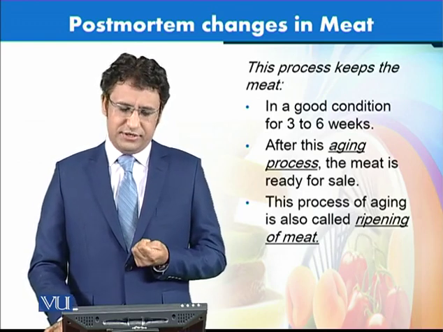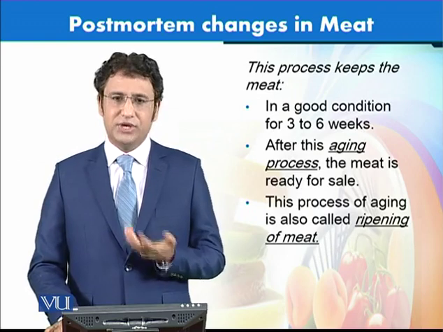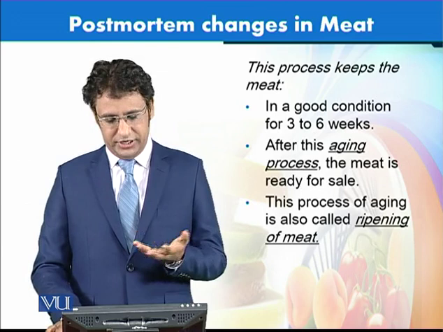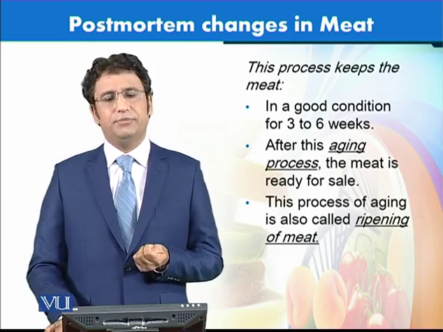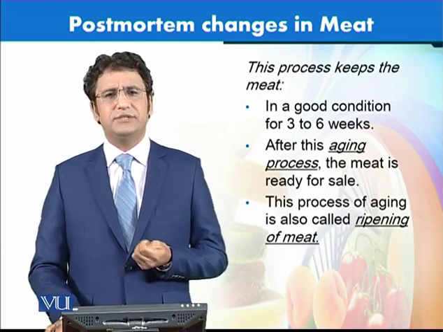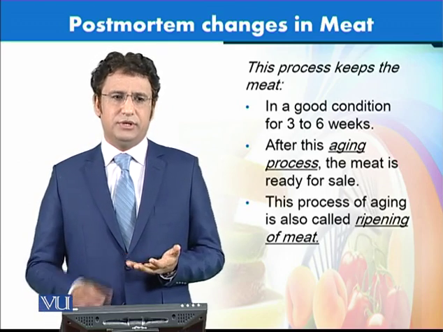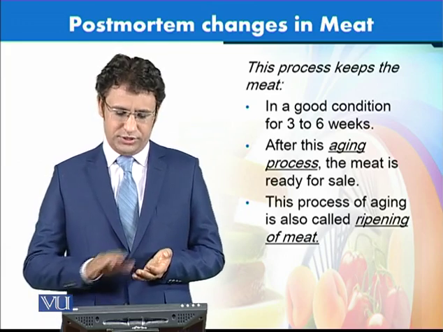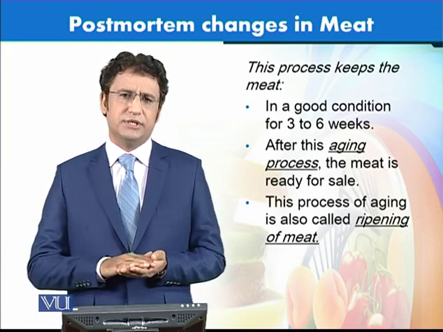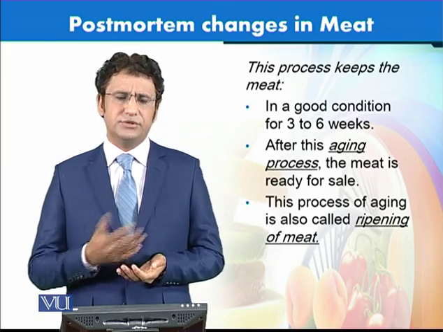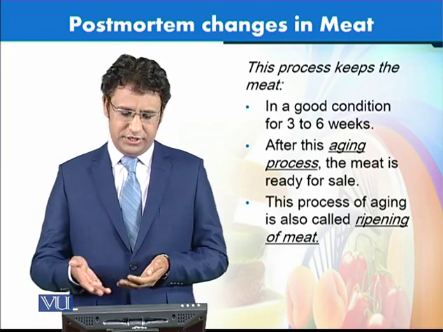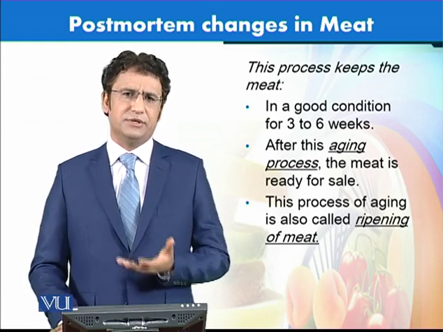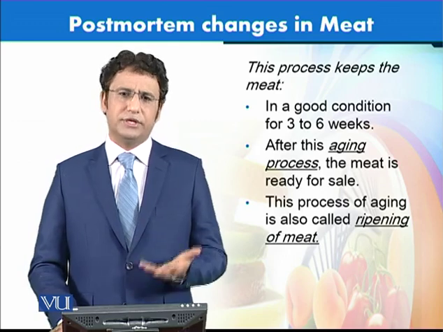Once we have these conditions, the meat can be stored for 3 to 6 weeks, and after this aging process, the meat is generally ready for sale. This aging process is also called ripening of meat. You would probably not normally observe this in our country, but this is a general practice for all industrial meats the world over. So this is basically the method in which meat muscles are stored in a way that they produce good quality meat at the end.